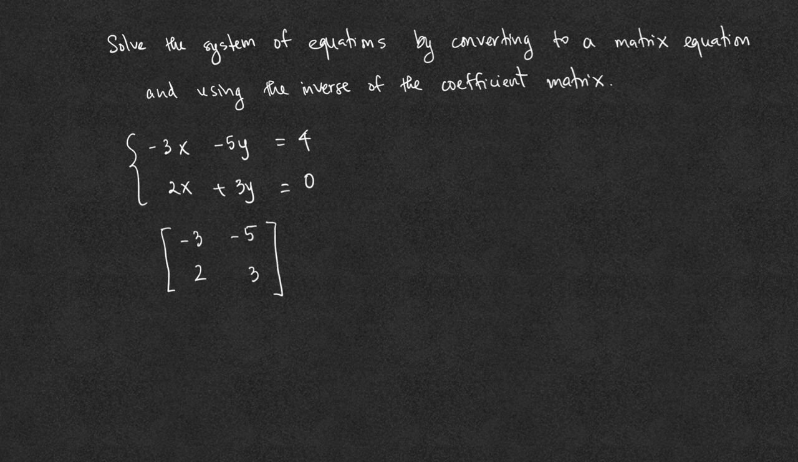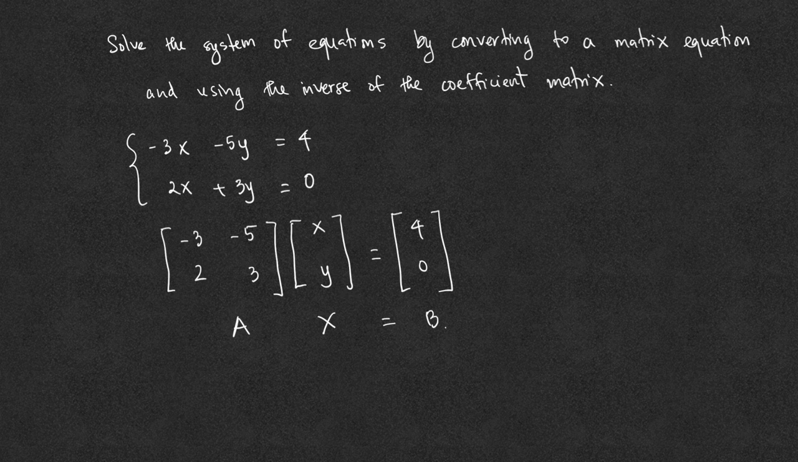This is known as the coefficient matrix A, times the variable matrix, in this case x, y, equals the constant matrix 4, 0. The variable matrix is called capital X and the constant matrix is called B.